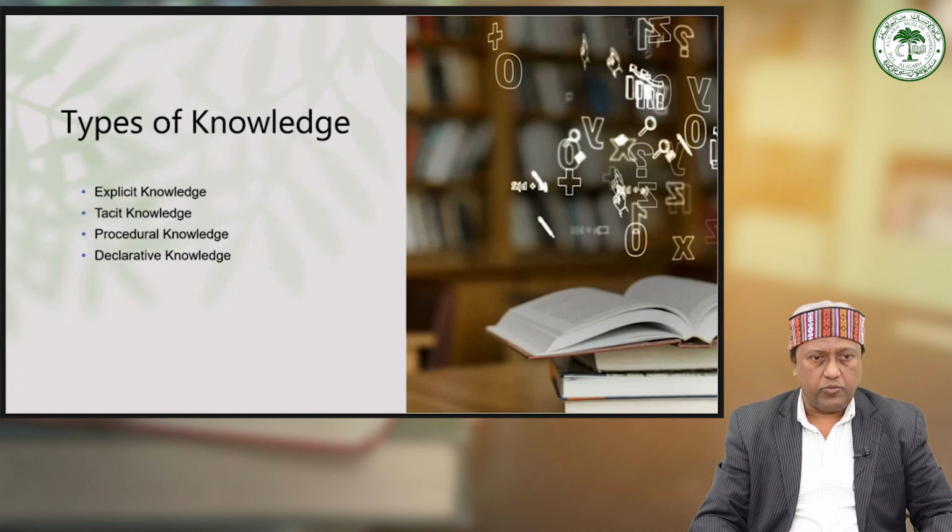Now, we'll discuss the types of knowledge, and knowledge has been divided, or you can say categorized, into 4 categories. I already discussed a little about explicit and tacit, and you should understand what explicit is and what tacit is. And then we have procedural knowledge and declarative knowledge. So all these 4 different types we'll take up one by one. So what is explicit knowledge?